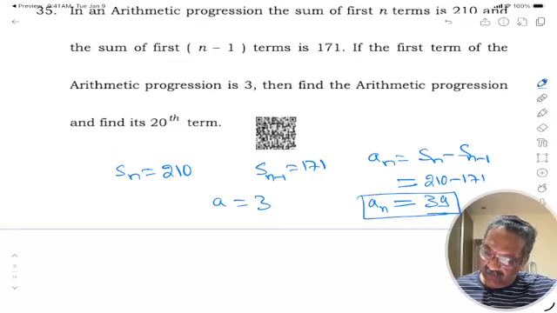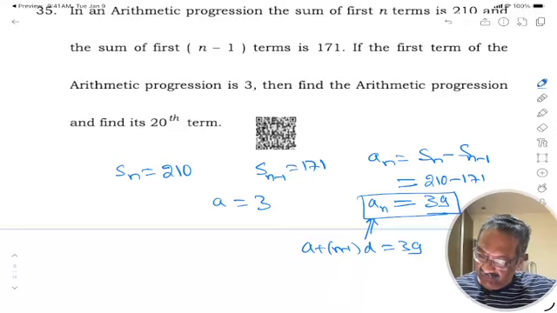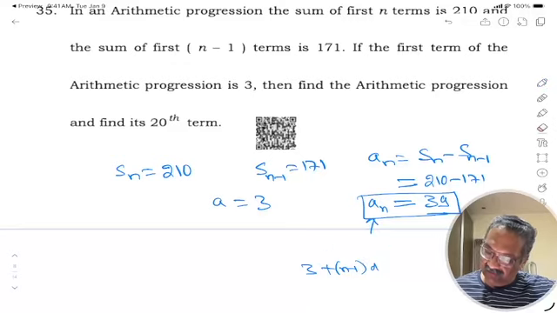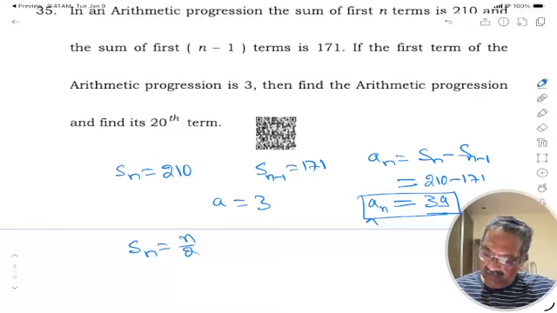Now we want D. So what do we do for D? An is nothing but A plus n minus 1 into D is 39. We have A as 3, 3 plus n minus 1 into D. We do not know n. Okay, so first we have to find n. To find n, we have another formula. Sn is equal to n by 2 into 2a plus n minus 1 d. Again we need d in this formula, so we will use another formula.